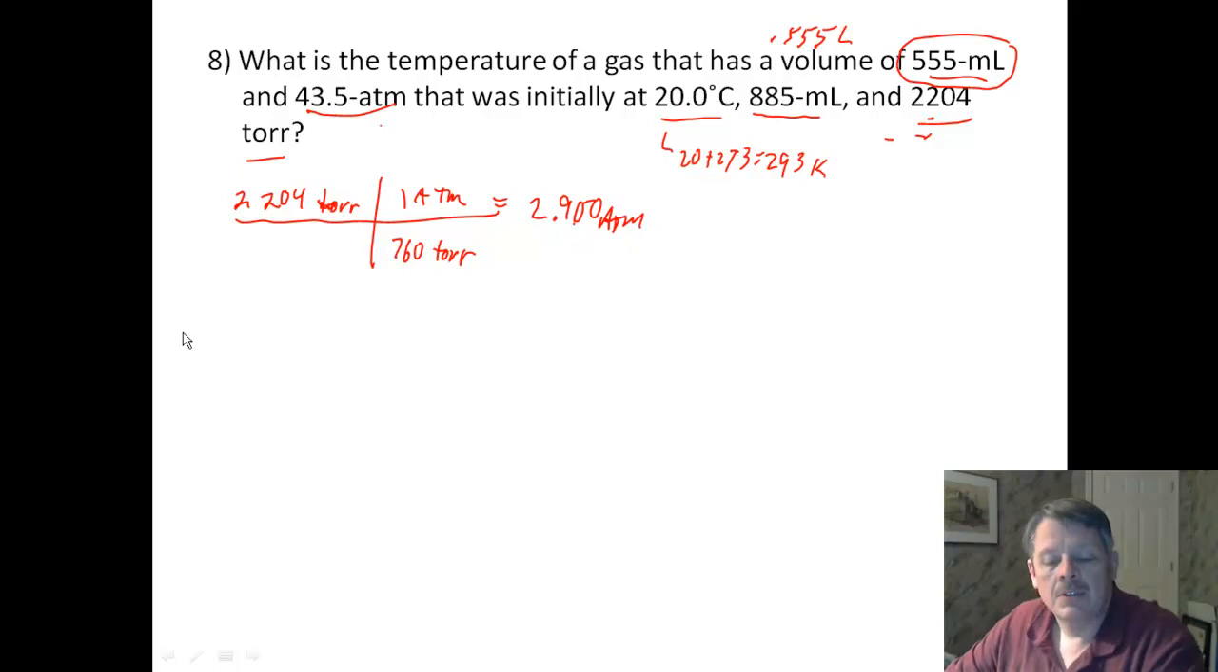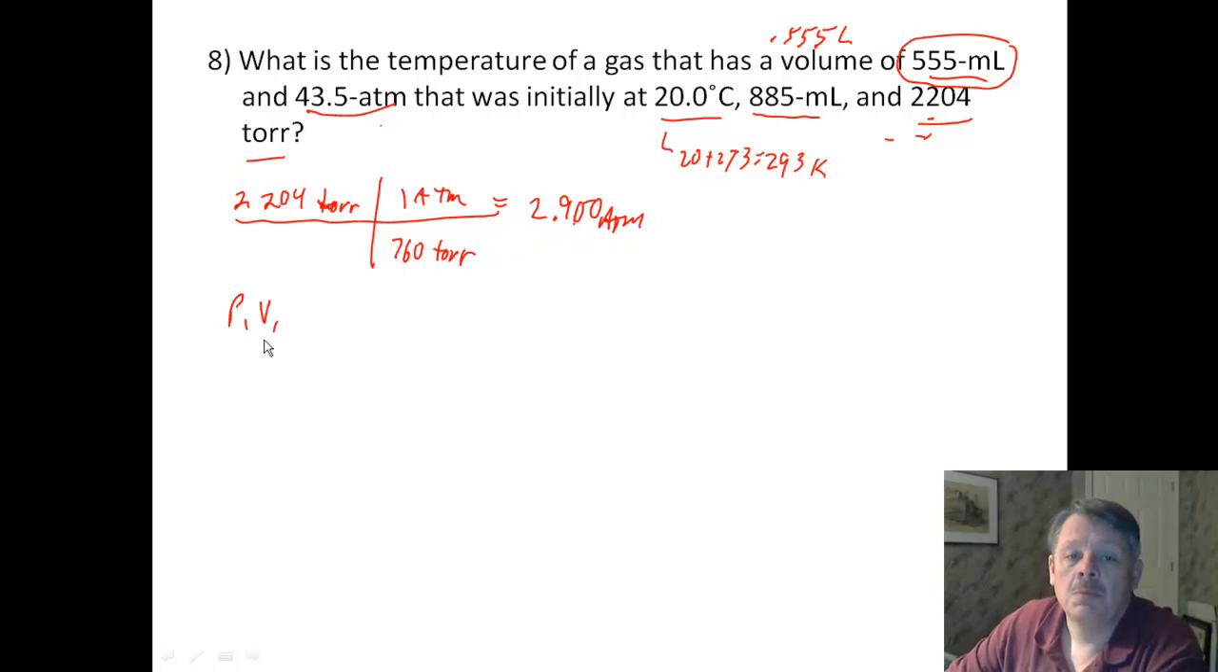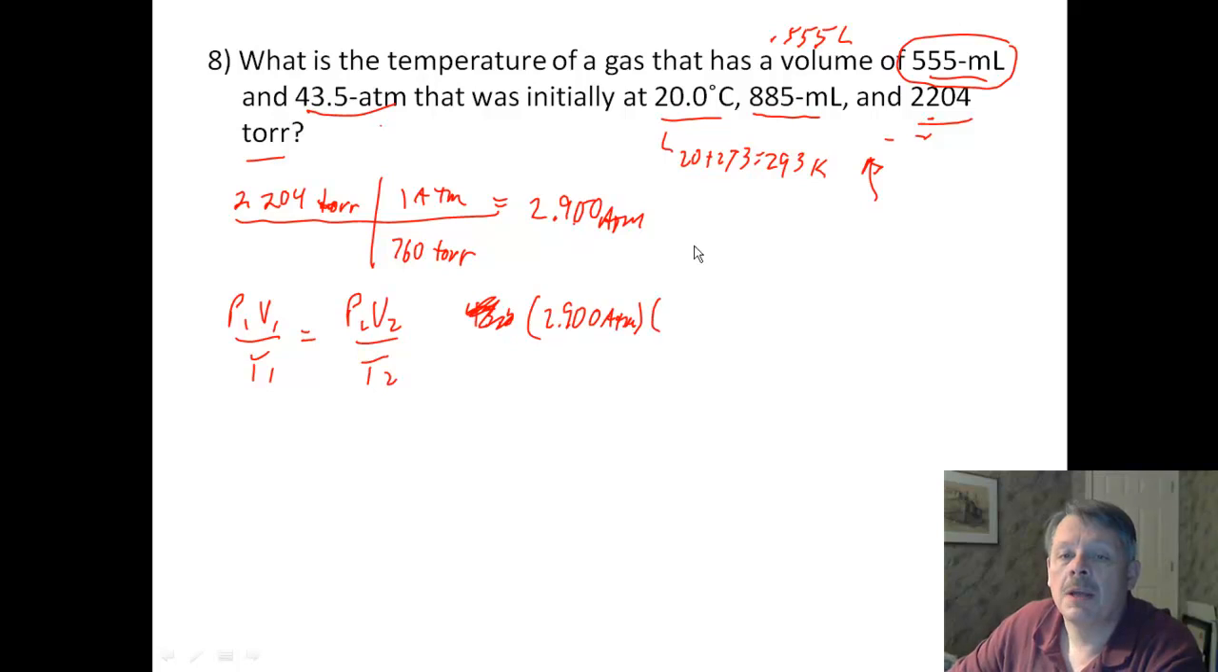All right, so now what I should be able to do is P1 V1 over T1 equals P2 V2 over T2, which means I have my initial pressure, which is, oh no, this is my initial stuff over here. My initial pressure is 2.900 atm. My initial volume is 885 milliliters. So long as we're consistent and use milliliters or liters, it doesn't matter. I'm going to use milliliters just because it's easy.